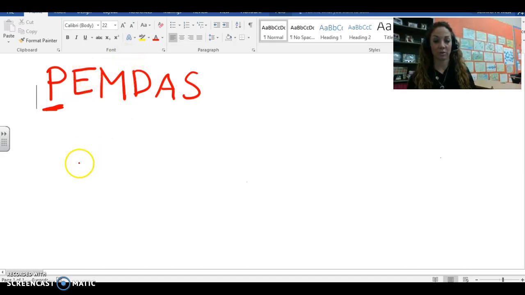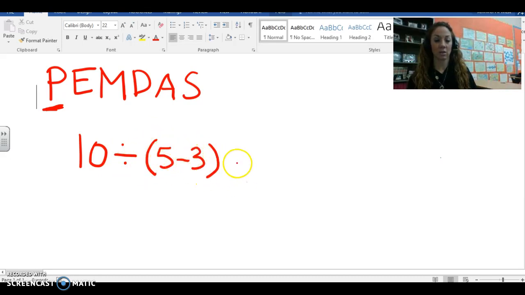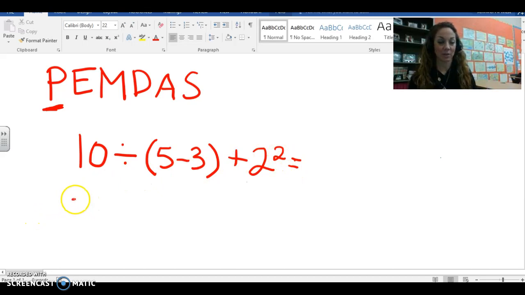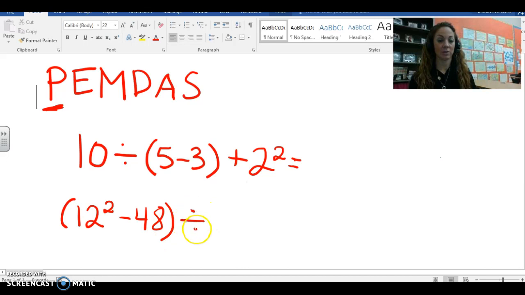So here's the first of your 2 problems. You have 10 divided by parenthesis 5 minus 3 plus 2 squared. There's a lot in that one. All right, and your second one, you have your parenthesis, 12 squared minus 48 divided by 2. That's going to equal something or another, but you're going to have to solve your problems to find out. So I'll see y'all in class.